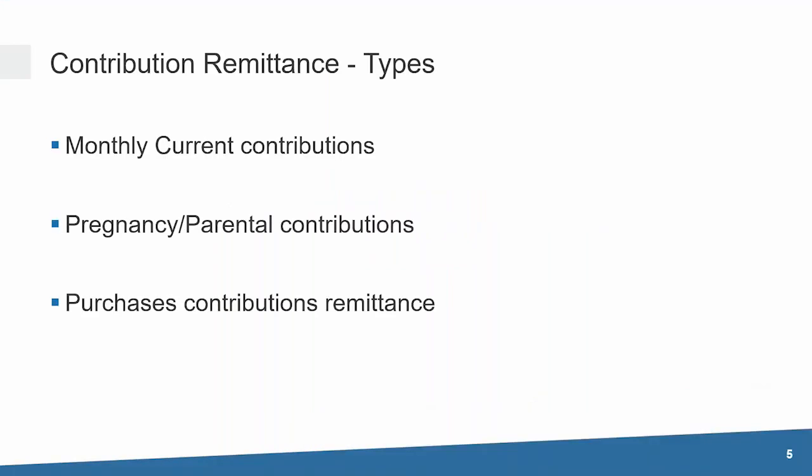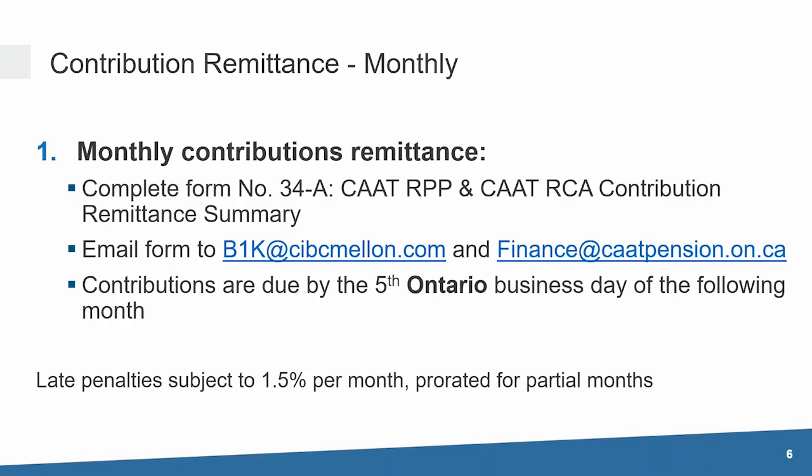The remittance process can be broken down into two distinct parts. The first one is monthly current contribution and pregnancy parental contributions. And the second part is purchase service contribution remittance. The current contribution and pregnancy parental payroll deduction is done monthly.